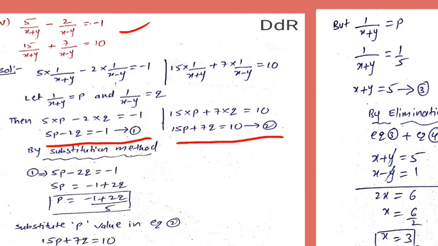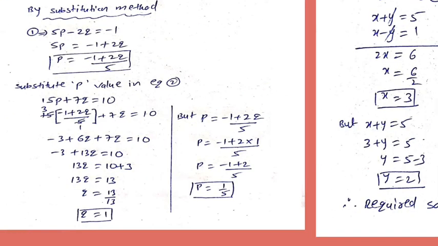So now both are linear equations in two variables. So let us solve them. Use either the substitution method or the elimination method. This time I used the substitution method. So I selected equation 1. From equation 1 I found the p value, it is equal to minus 1 plus 2q by 5. Substitute this p value in equation 2. Equation 2 is 15p plus 7q equals to 10.